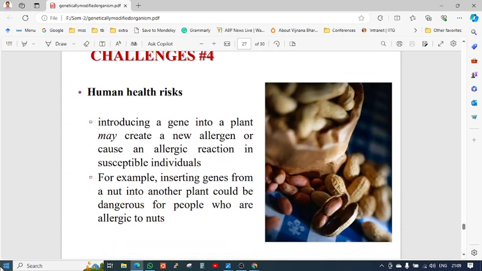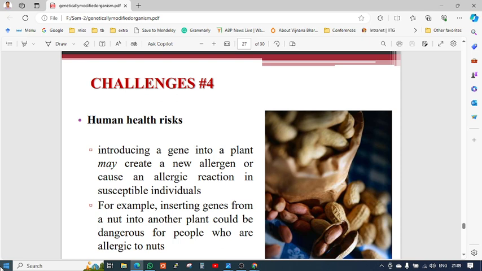Next challenge is human health risks. If you are consuming these genetically modified organisms, ultimately we are degrading our health also, because we are altering the gene level of these different organisms, which we are directly consuming ourselves. Then what happens? They have some changes.